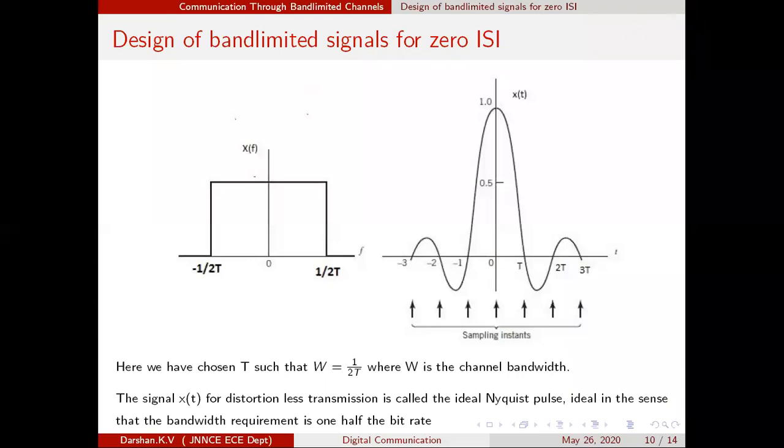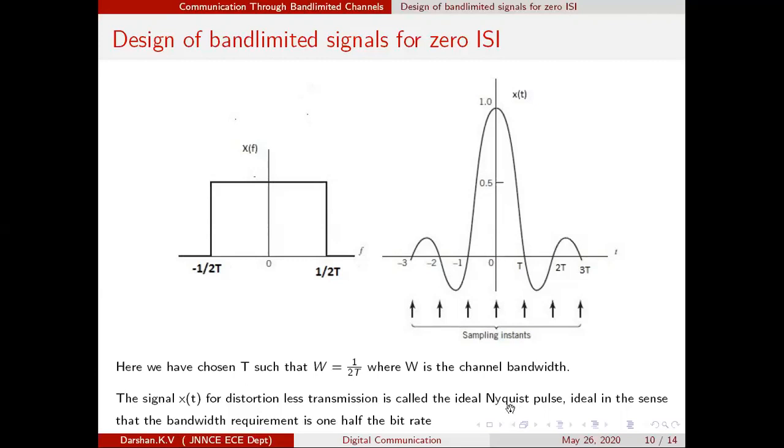What is the Nyquist criteria? The sampling rate should be greater than or equal to 2W. That is evident in this equation: 1 by T equals 2W. What is 1 by T? 1 by T is nothing but the sampling rate or the sampling frequency, that all of you know. So it is equal to 2W. In that manner, they have used the name Nyquist.